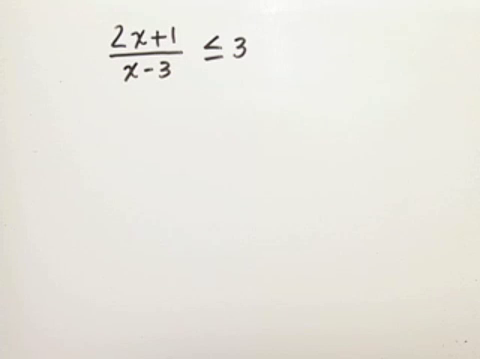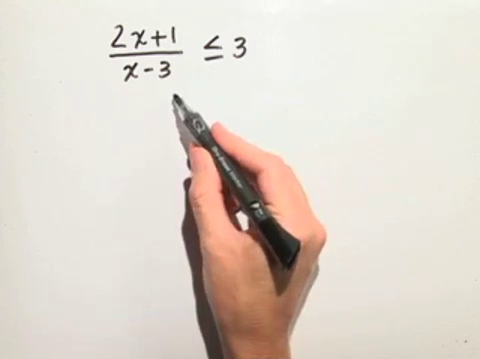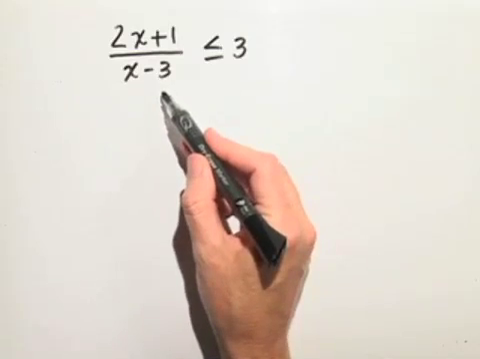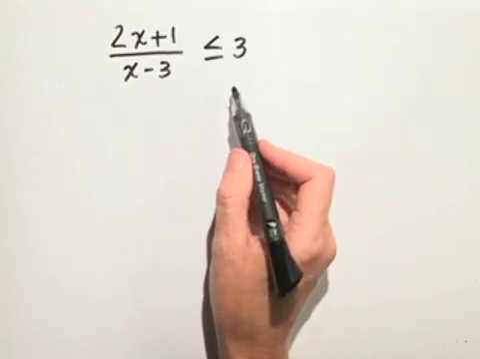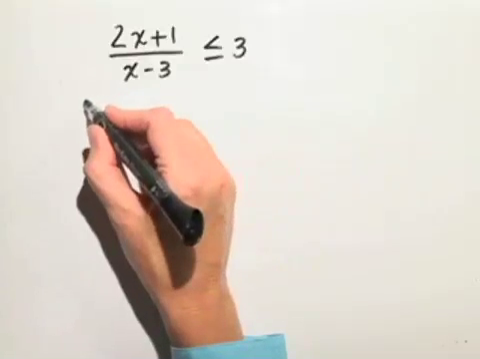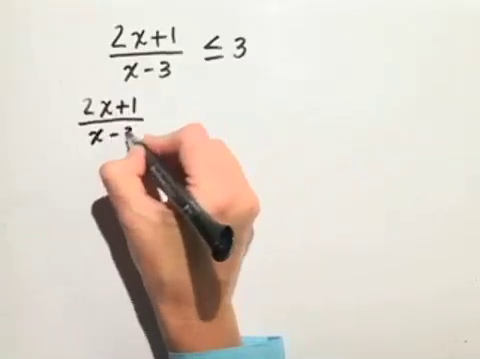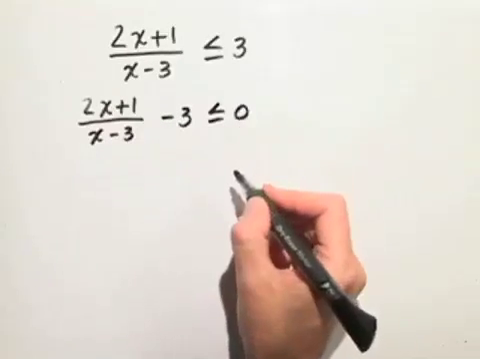Let's solve the inequality and graph the solution set. Notice we're given a rational inequality, so in order to solve this, we need to put everything on one side of the inequality sign and 0 on the other. So we'll subtract 3 from both sides, and we have (2x + 1)/(x - 3) - 3 is less than or equal to 0.